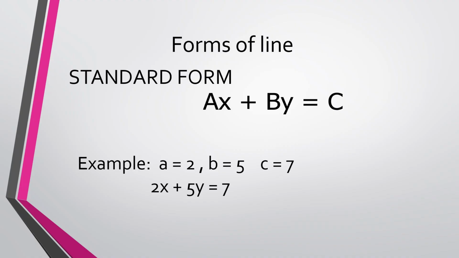Now, if we have standard form, okay, so we have ax plus by equals c. Example, your A is 2, B is 5, and C is 7. Then you have the standard form as 2x plus 5y equals 7. All right?